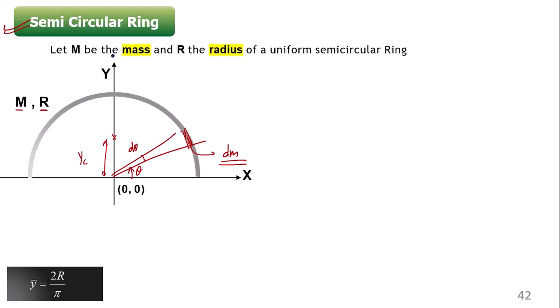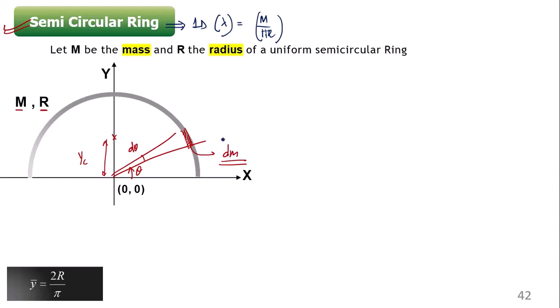Now what is dm? For this ring geometry, as I have already mentioned, the ring is basically a 1D geometry. So for that I define the lambda parameter. What is lambda? Lambda is mass by length. Total length is how much? 2 pi r divided by 2, that is pi r. What is pi r? Pi r is the perimeter. So m mass is distributed over the pi r perimeter. So lambda is basically m by pi r.